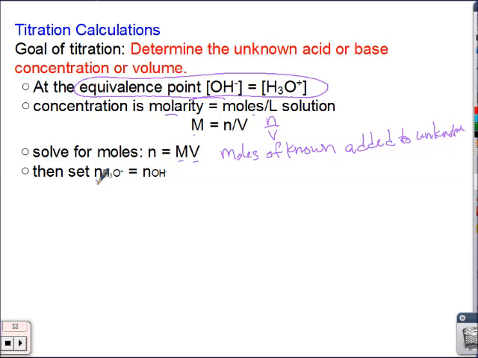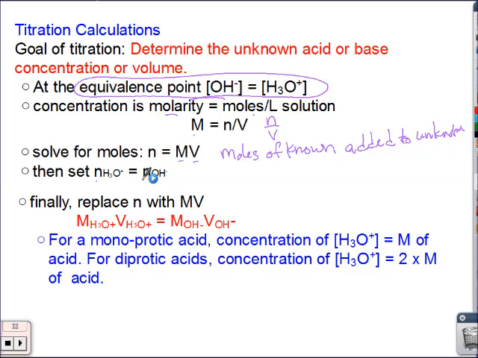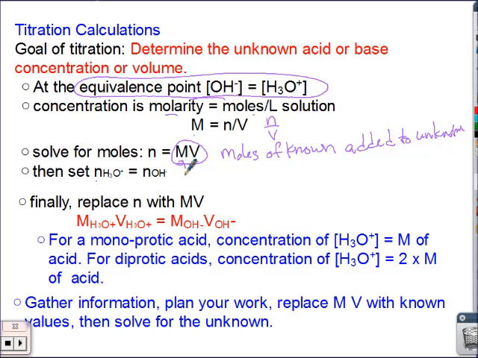Now I'm going to say that n of H3O is equal to n of OH. I can replace n with M times V because this can get plugged in directly to this. Okay? Because n equals M times V. And I use the following equation then. So this red equation, this is the derived equation that you want to use.